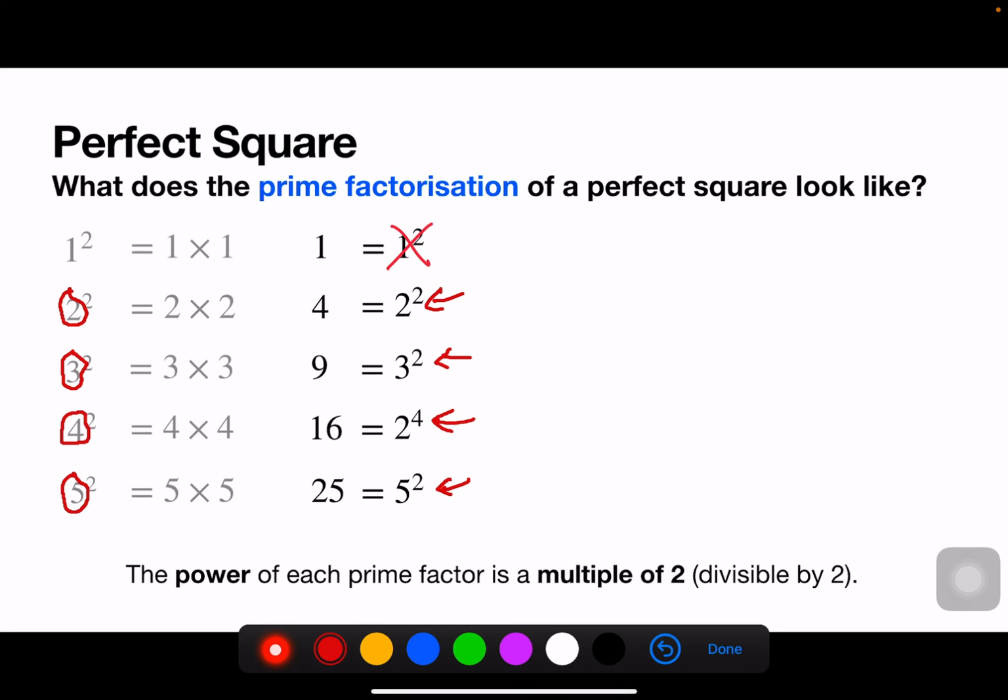So the power of each prime factor, if you notice, is actually a multiple of 2. What does it mean? There, 2, 2, 4, 2. They are all divisible by 2.